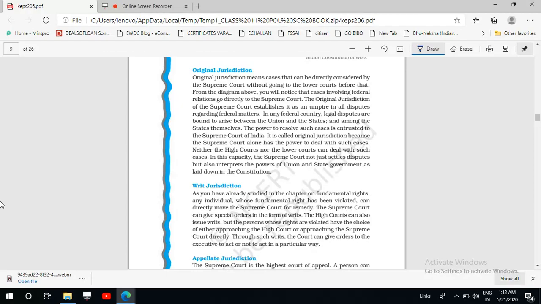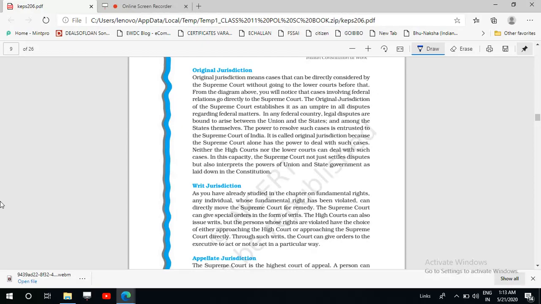a central government or state government, then also this type of matter cannot be heard in the Supreme Court under original jurisdiction. So these are the important things about original jurisdiction.